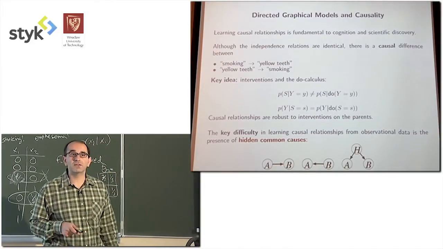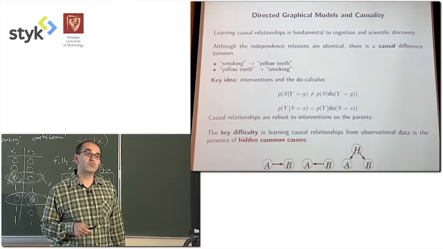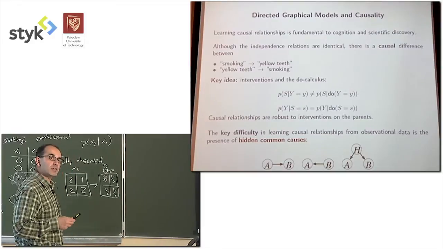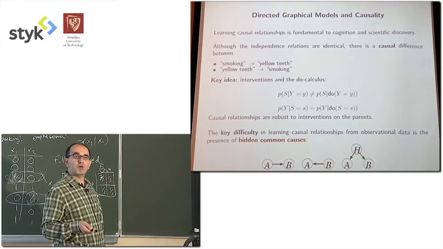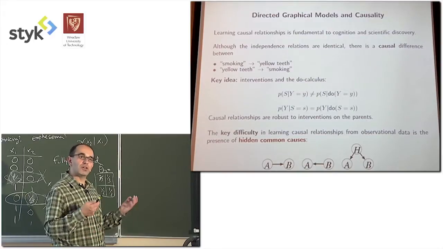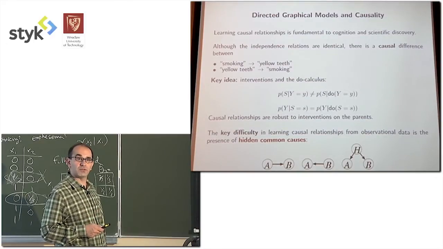Excuse me? Yes? Could it be also possible for A and B to be completely independent? They could be completely independent, but just coincidentally happen to look like they're related to each other.